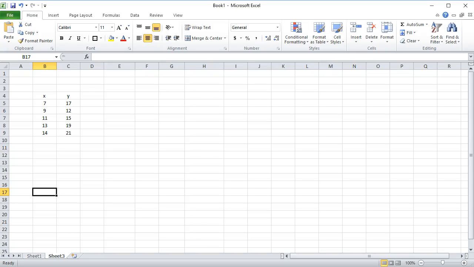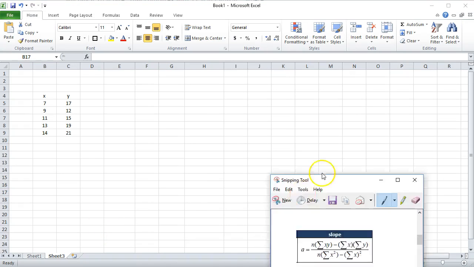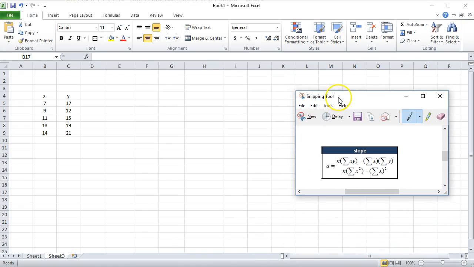Okay, so let's take a look at how to create a line of best fit. To do this, I already have my data set here. Sorry, we have 5 pairs. What we're going to do here is use the standard formula that we used before for slope, which is right here. I sort of already put it together.